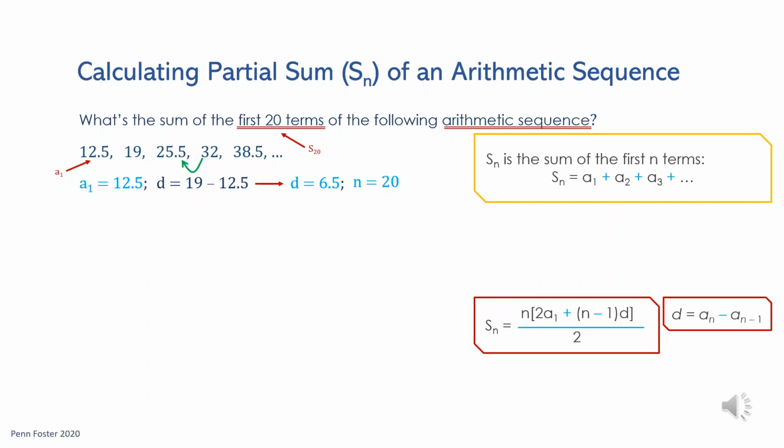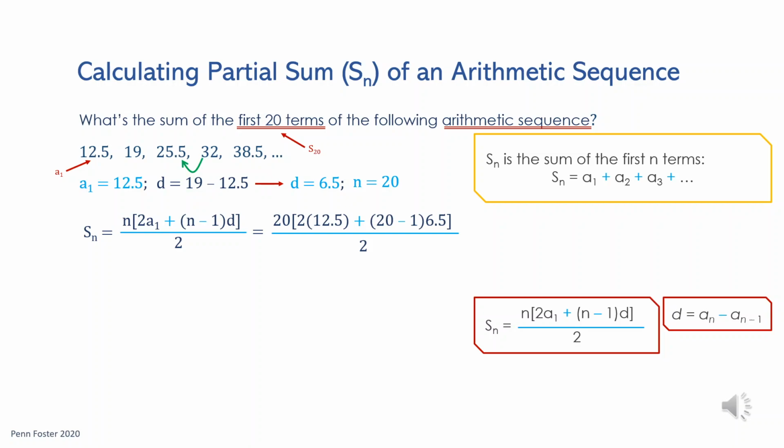Plug the known values of the three variables in the S sub n formula. Now the formula has become S sub 20 since it calculates this specific partial sum. The easiest but not necessarily the shortest way to evaluate this formula properly is to reduce the numerator to a single numerical value first, then divide that by 2.